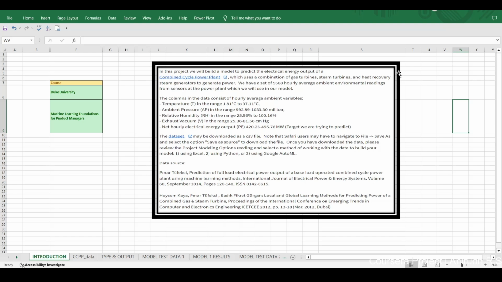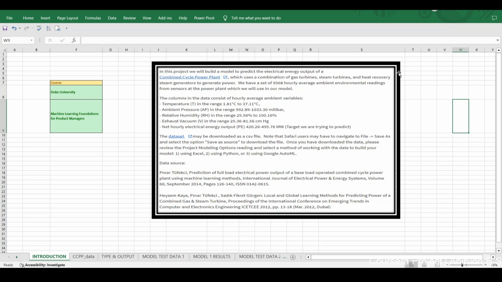So this project is about building a model to predict electrical energy output of a combined cycle power plant using different feature sets and feature columns that are given, for example, temperature, ambient pressure, relative humidity, exhaust vacuum, to predict the target variable, which is net hourly electric energy output.